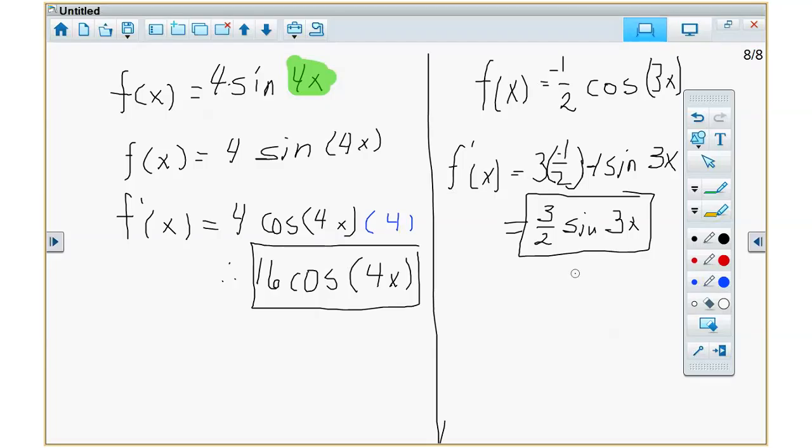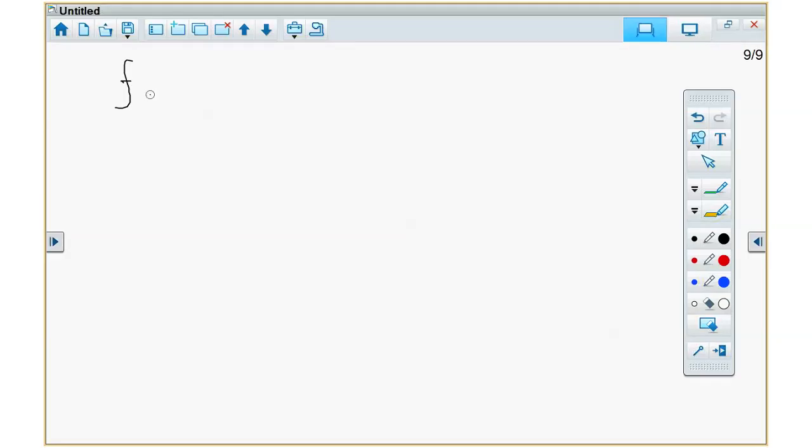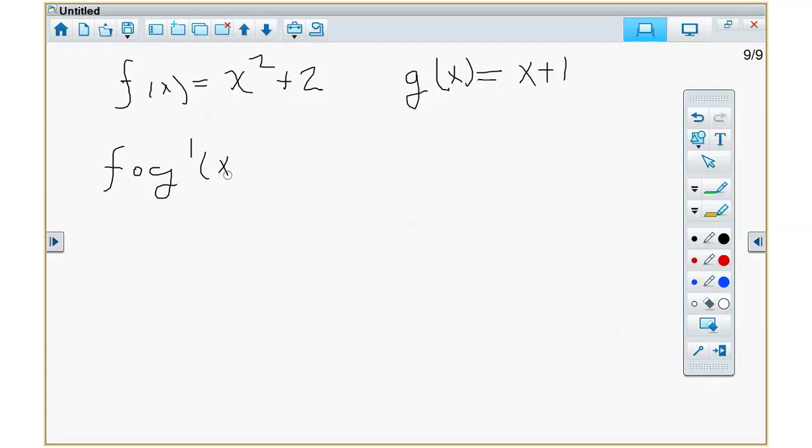Now, that takes us up to 3.3 because they're doing composition of functions in 3.3 and 3.4. We've already done that. But what they're doing is taking a composition like, right quick, I'm going to show you one. F of x is equal to x squared plus 2. G of x is equal to x plus 1. I want you to give me f composed of g prime of x. So that means you're going to plug g into f of x, and then I want the derivative. It's not that big of a deal.